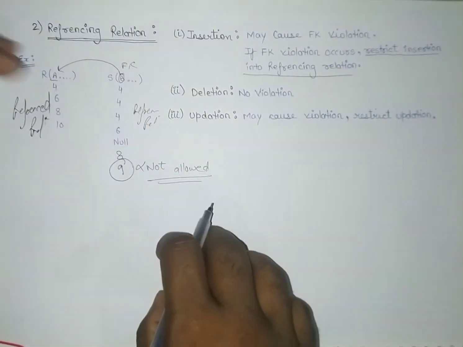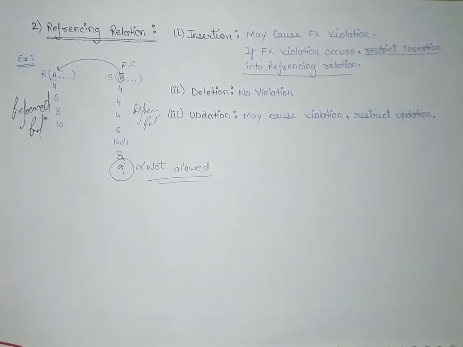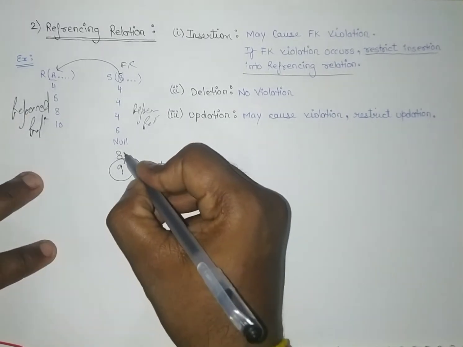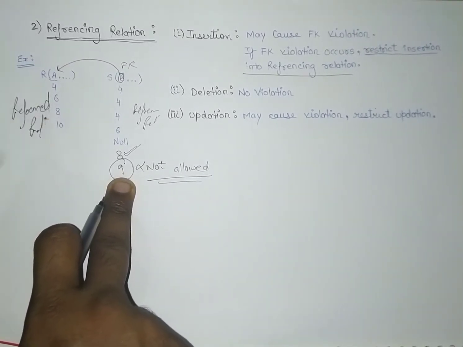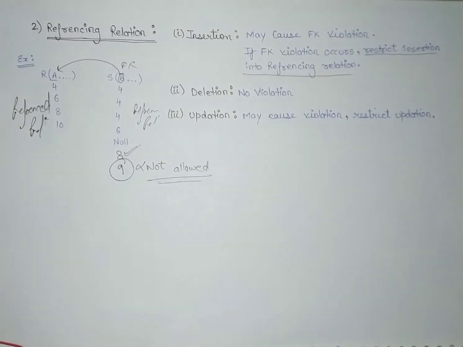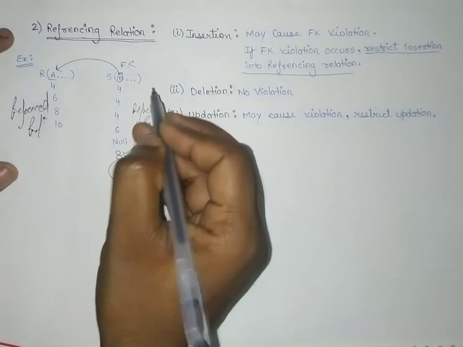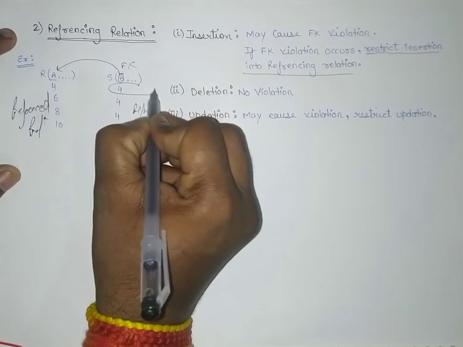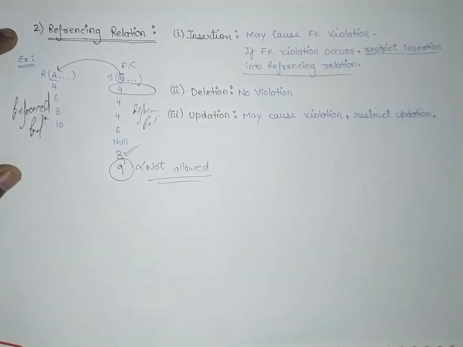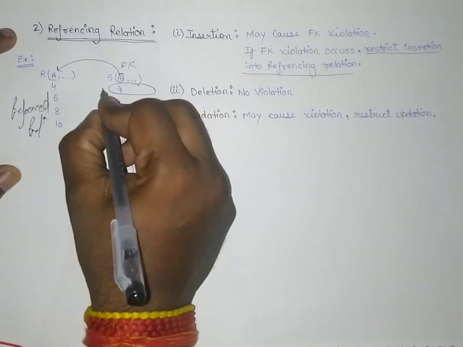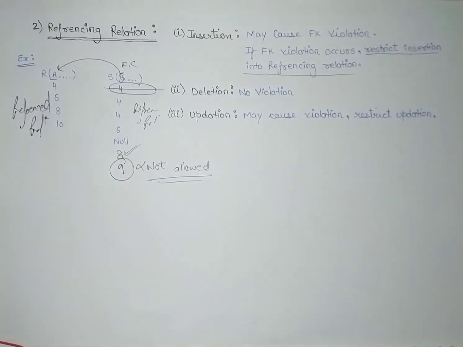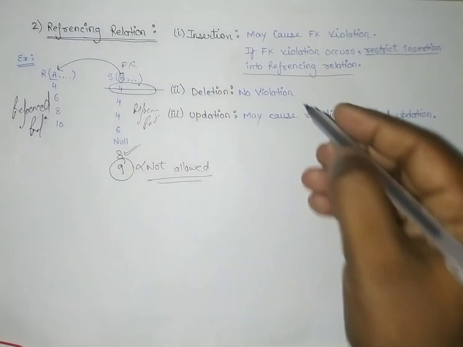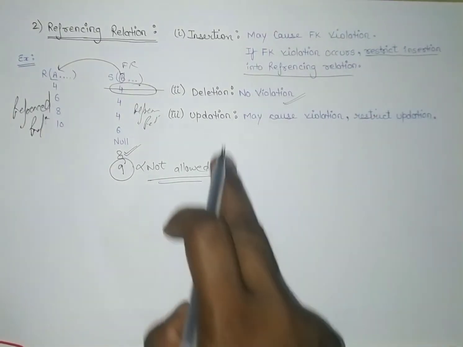In the referencing key, insertions are not allowed if there is any violation. So this 8 is not causing any violation, so this is allowed. This 9 is causing a violation because it is not present here, so it is not allowed. If I talk about deletion, for example, if I want to delete this particular row with B value as 4, is there an issue? I can simply delete it. There is no issue in references, right? We can simply delete it.